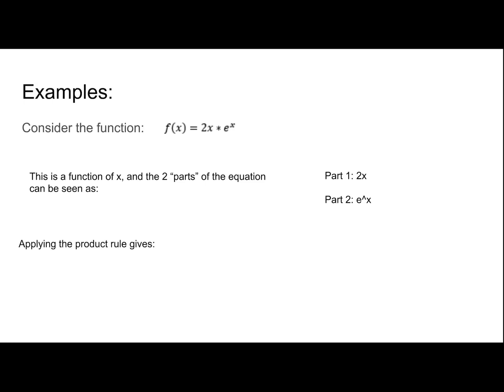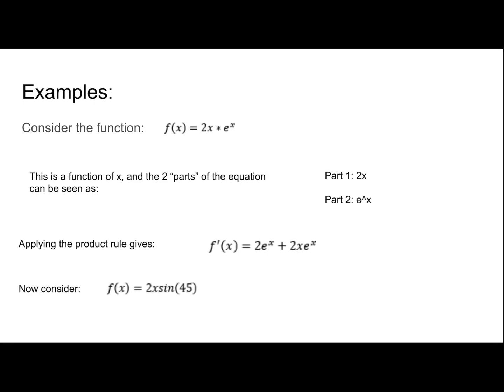The derivative of the second part, e to the power of x, that's still e to the power of x. So the second part of the derivative would be 2x times e to the power of x. Combining these two, we will get the gradient function, which is f dash of x equals 2e to the power of x plus 2x e to the power of x.